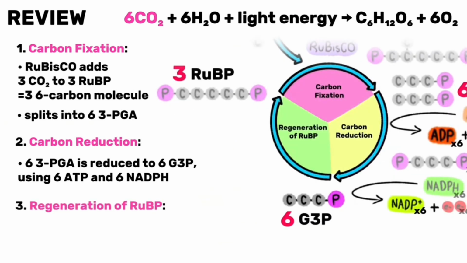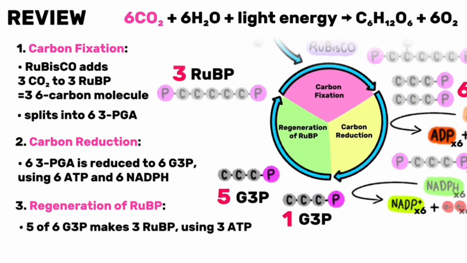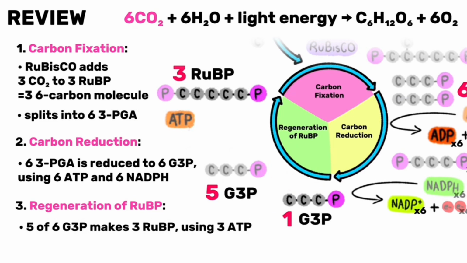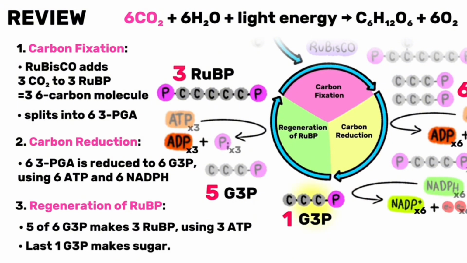Last, the regeneration of RuBP occurs, and 5 of the 6 G3P molecules use energy from 3 ATP to regenerate 3 RuBP molecules for the cycle to occur again. The last G3P molecule is used to make sugar.